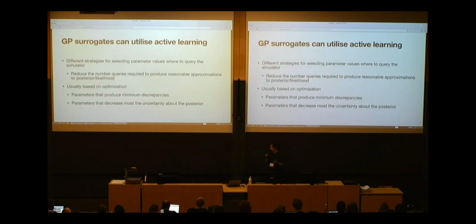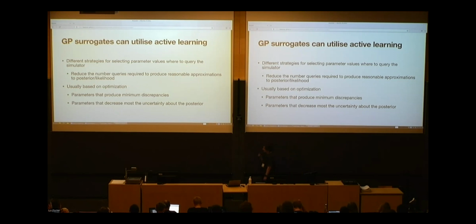And GP surrogates, because they're probabilistic surrogates, they're fantastic in the sense that they give us information also about the other parameter values that we have not yet queried the simulator from. So we can interpolate what would be the discrepancy at parameter values that we haven't seen yet. And we can use this information to deduce where we should sample the simulator next. And this is called active learning. So it's an adaptive strategy of selecting the query points for the simulator.